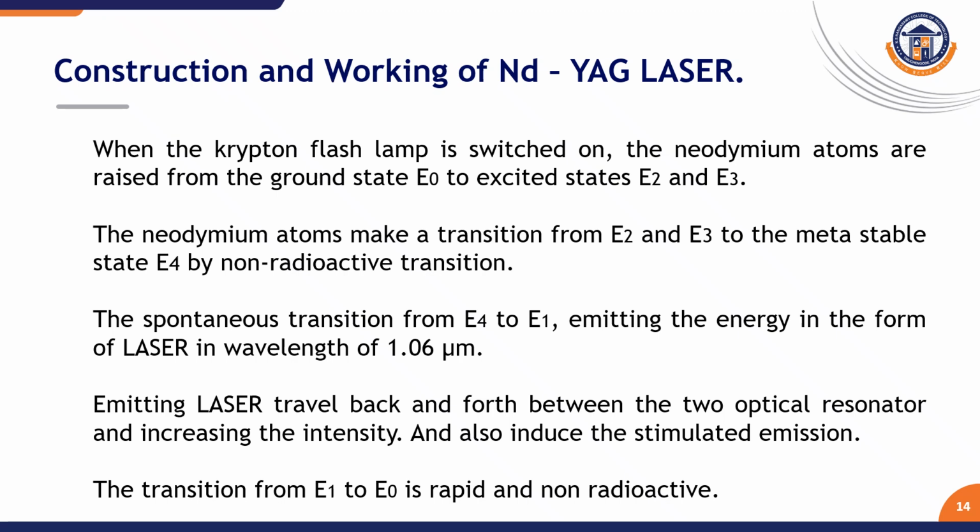Working of the Nd:YAG laser. When the krypton flash lamp is switched on, the neodymium atoms are raised from the ground state E0 to the excited states E2 and E3. The neodymium atoms make a transition from E2 and E3 to the metastable state E4 by non-radiative transition. The spontaneous transition from E4 to E1 emits energy in the form of laser with a wavelength of 1.06 micrometer.